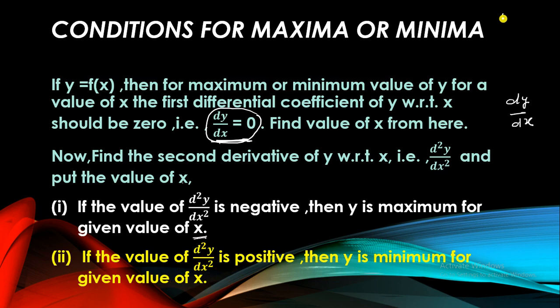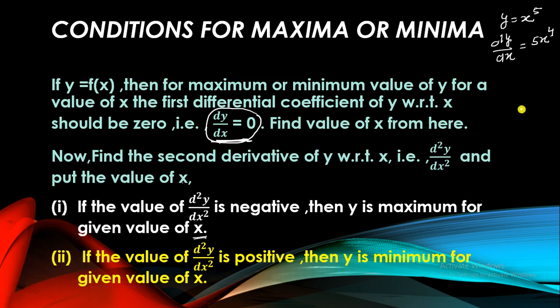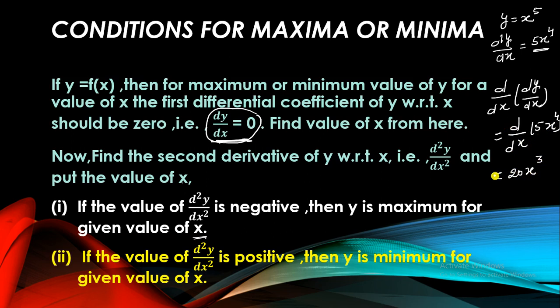For example, y is equal to x power 5. So the first derivative dy by dx is equal to 5x power 4, and the second derivative means again differentiating this term. So this is the second derivative. d by dx of dy by dx is equal to d by dx of 5x power 4. Then the value of the second derivative is 20x power 3. This is known as the second derivative.